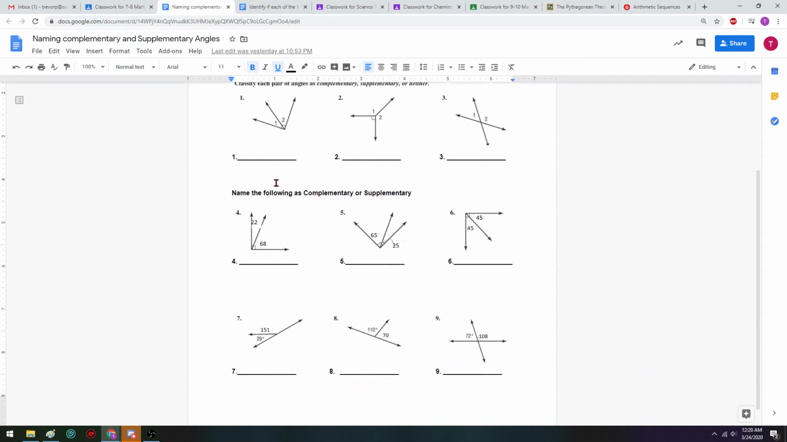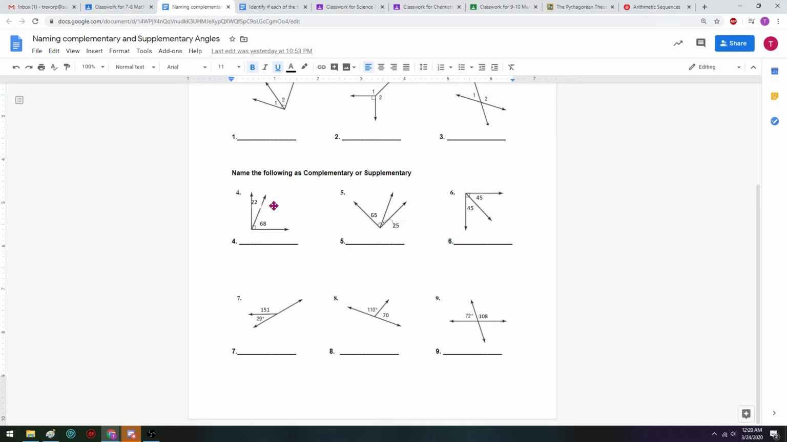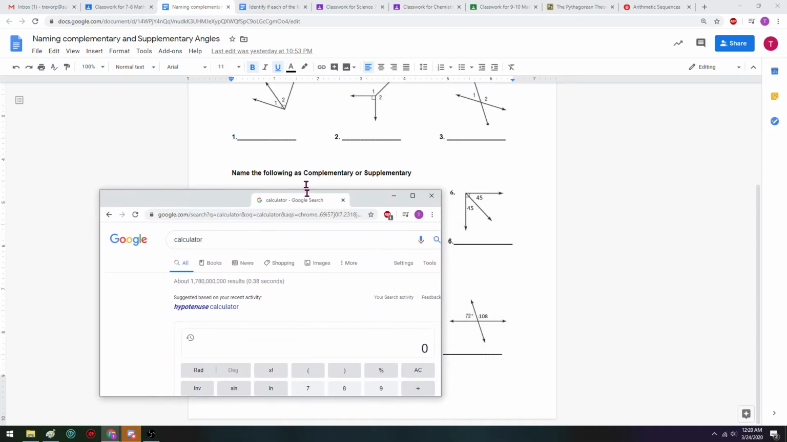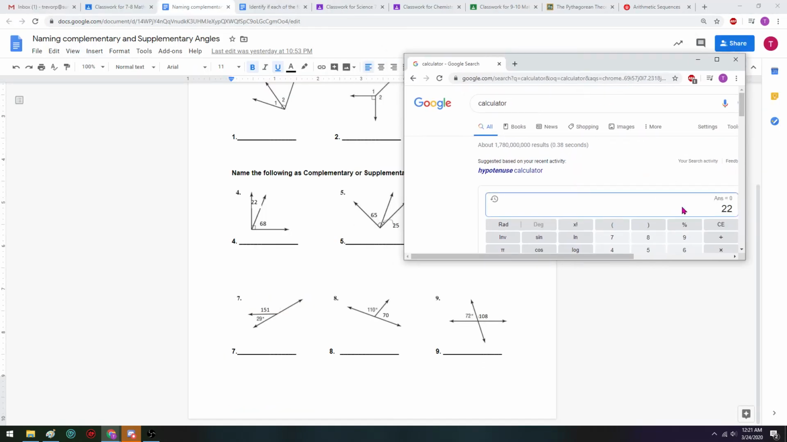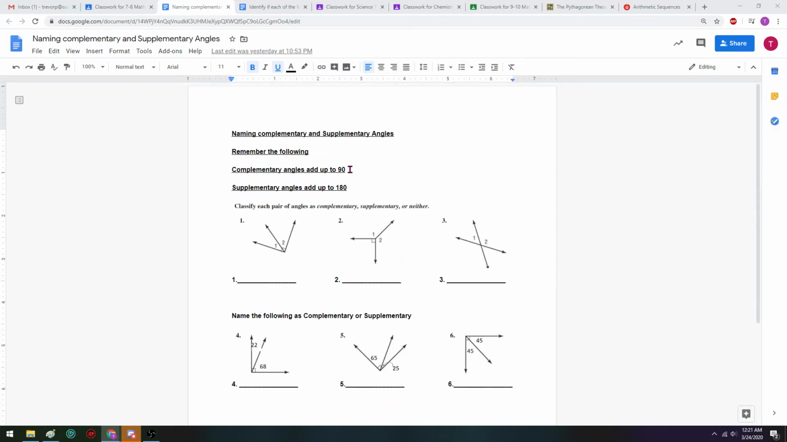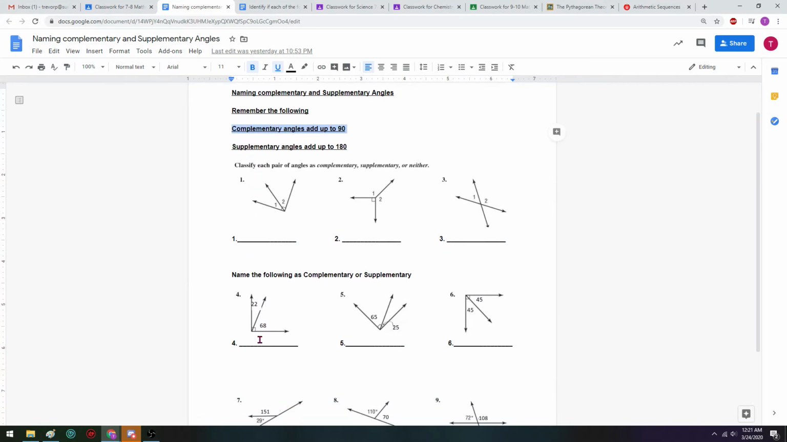You guys can follow the next one, this bottom one. We're going to be adding up these angles to figure out which one they are. So in this first case, we have 22 plus 68. If you do 22 plus 68, I'll do it on here. 22 plus 68, you get 90. Knowing this, 90 degree is what kind of angle? A complementary angle. So on here you can type complementary.